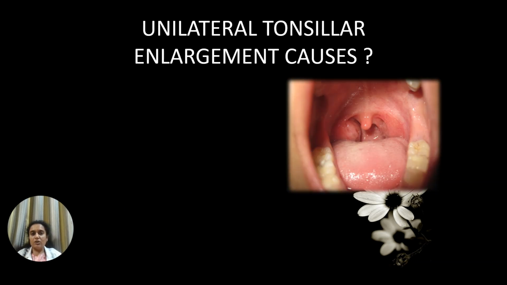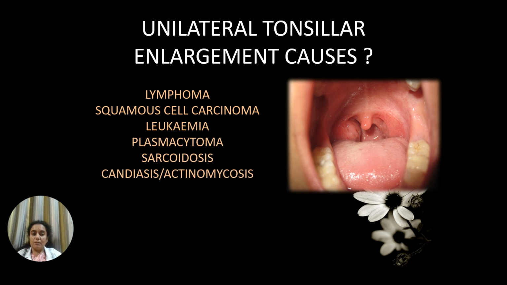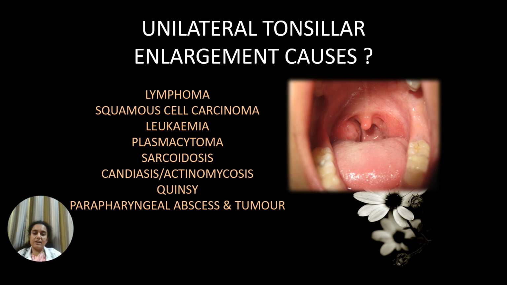What if only one tonsil, that is unilateral tonsil, is enlarged? What are the differential diagnoses? We should rule out lymphomas, squamous cell carcinoma, leukemias, foreign body, plasmacytoma, sarcoidosis, candidiasis, peritonsillar abscess, and a parapharyngeal abscess or a tumor. So all these things, and also a tonsillolith. So these are the differentials. Basically, we have to rule out firstly lymphomas and the squamous cell carcinomas.